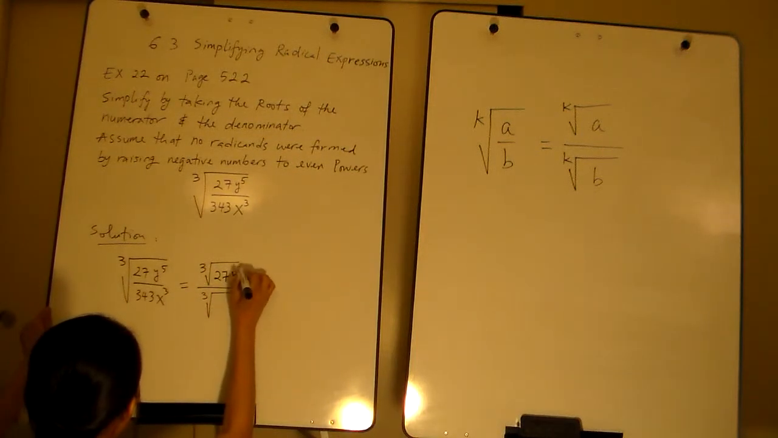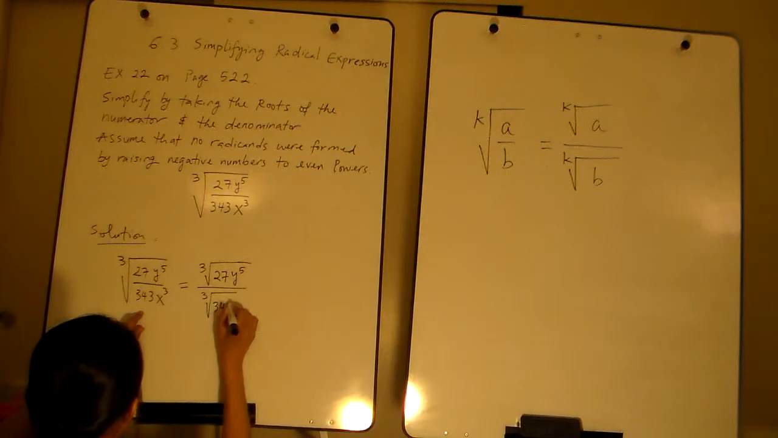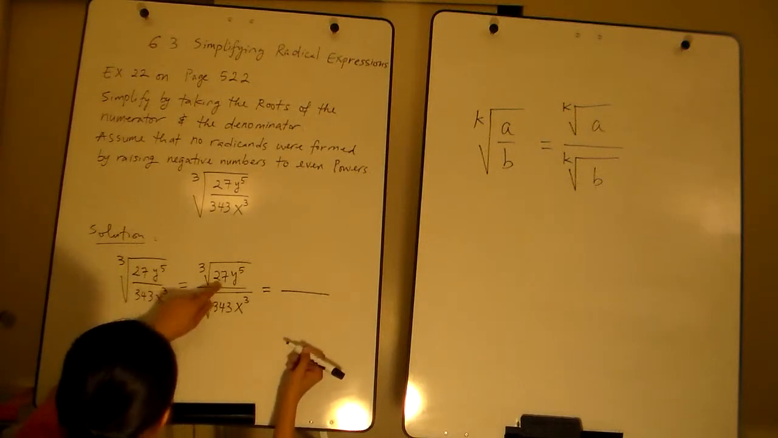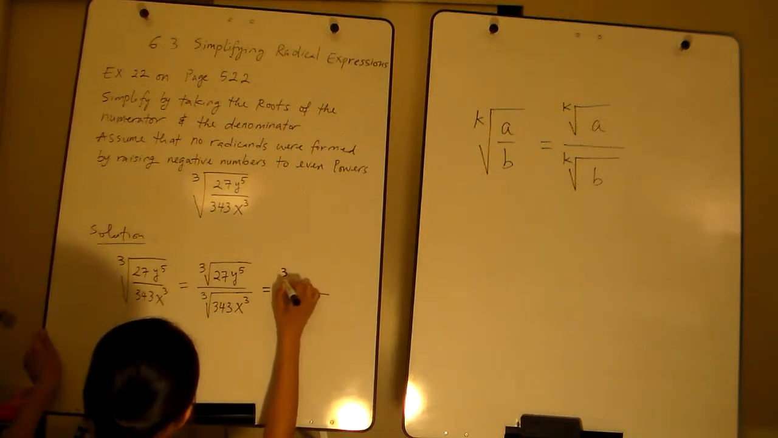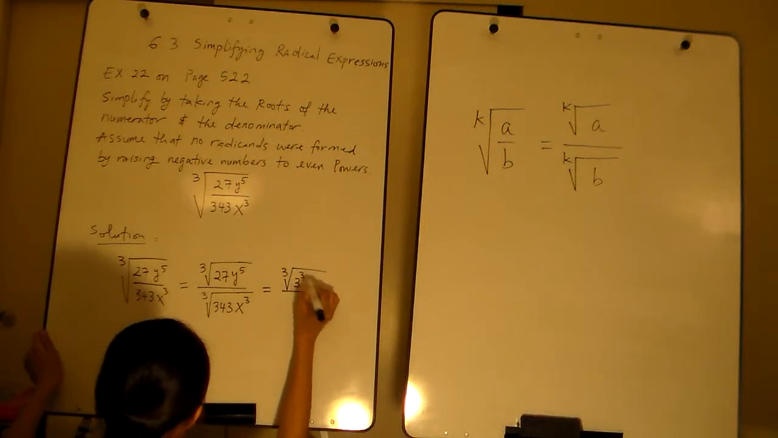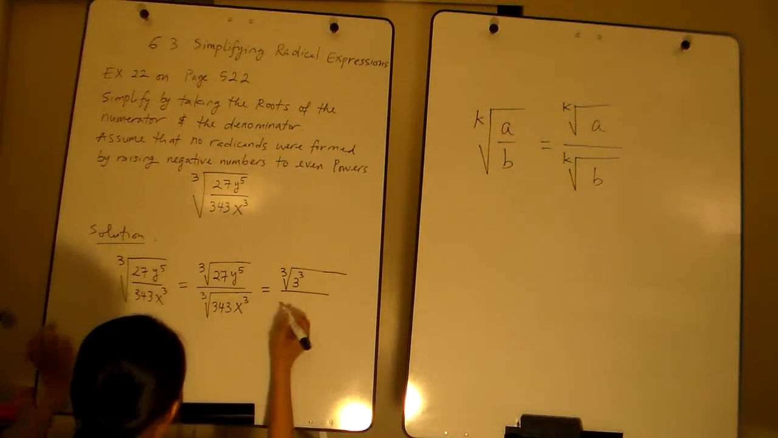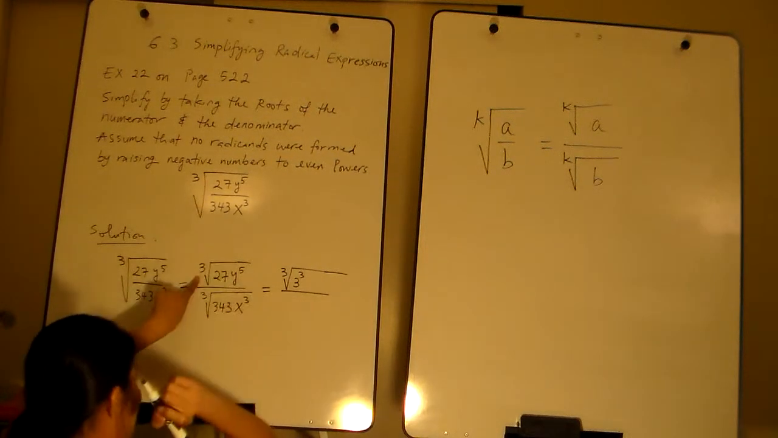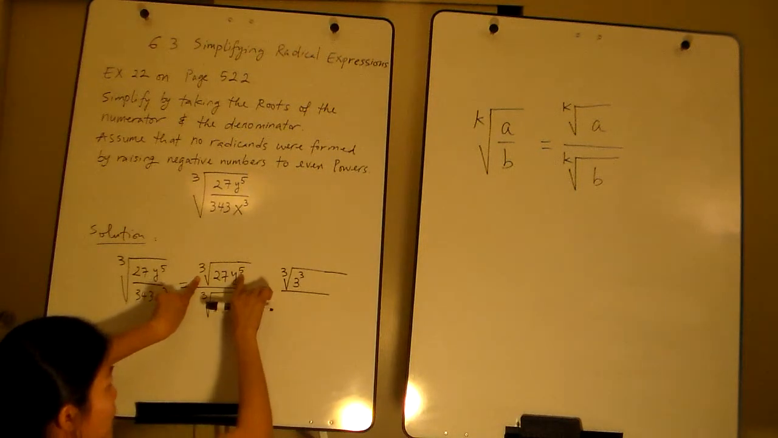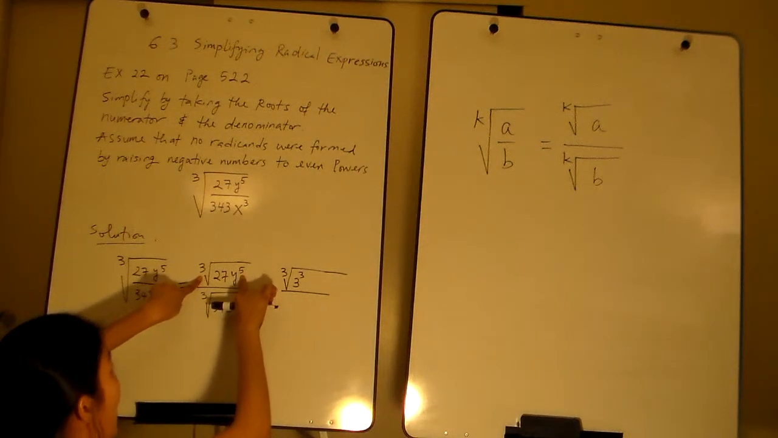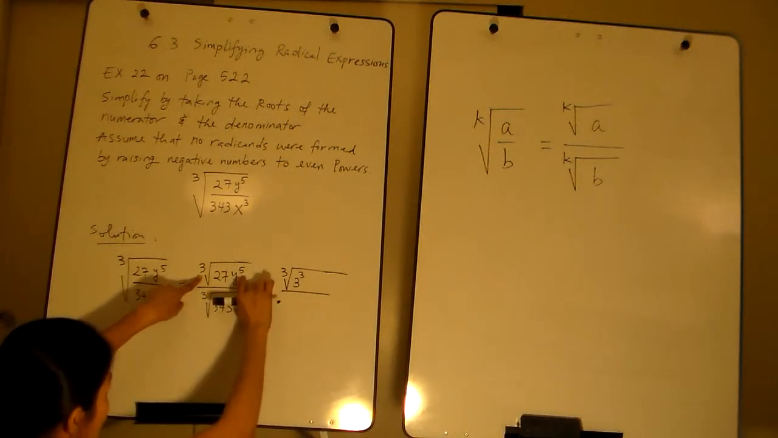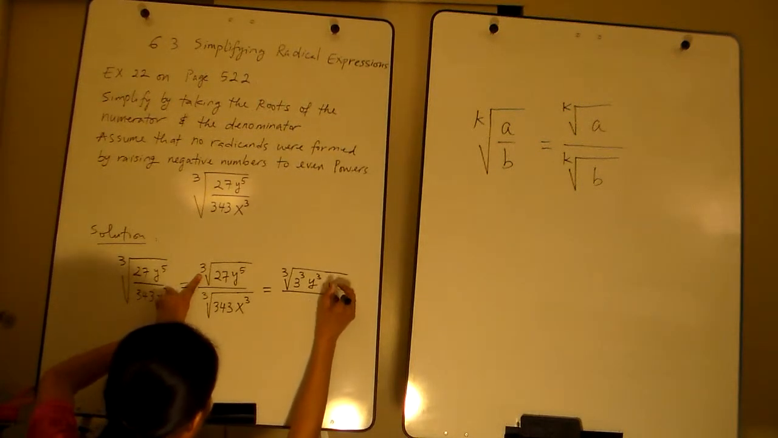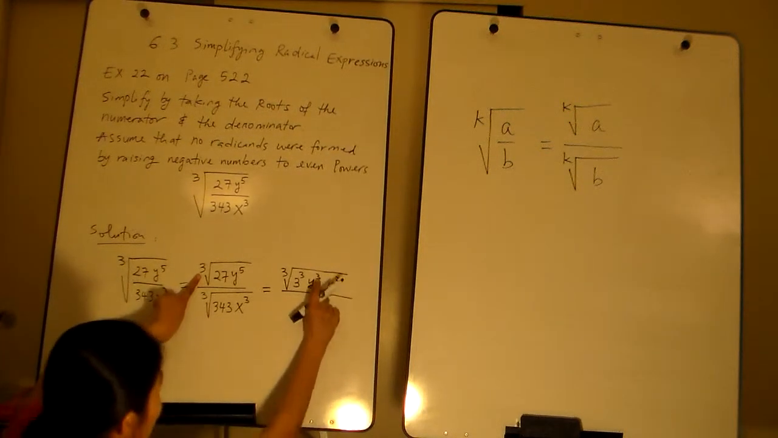27y to the fifth, 343x to the third. Okay? Now, this 27, if you factor it out, you would get 3 to the third power, and y to the fifth. Because we have 3 as the cube root, the goal is to obtain the y with the exponent 3, right? So that we can simplify the y outside of the cube root. Because this y exponent is greater than 3, you can split this y to the fifth into y to the third times y squared. Okay? Because 3 plus 2 is 5.